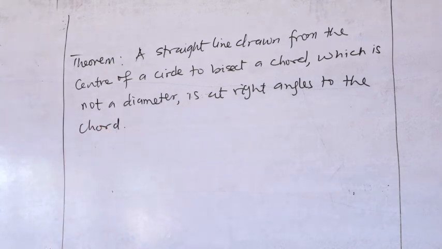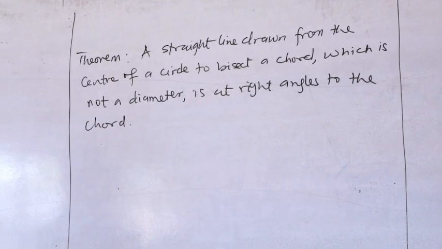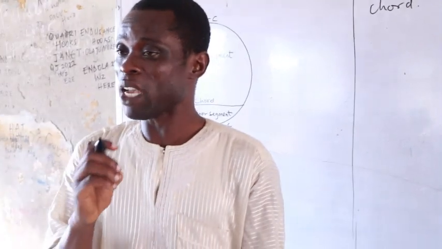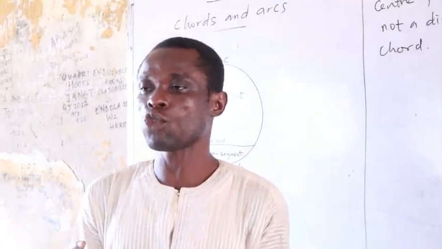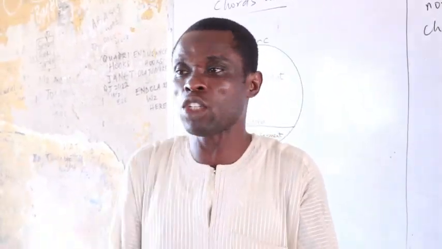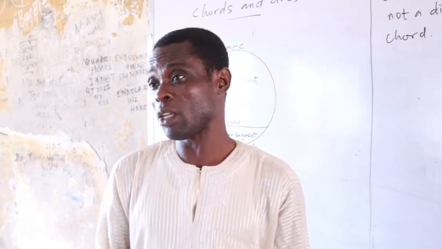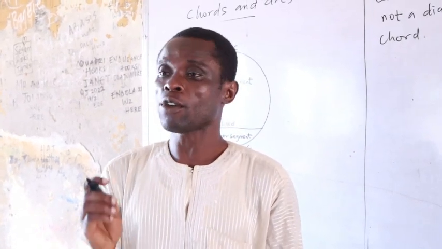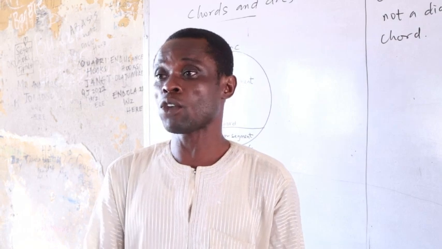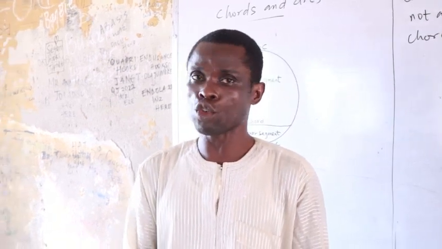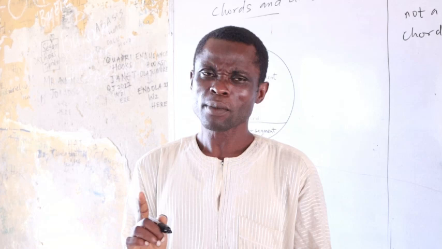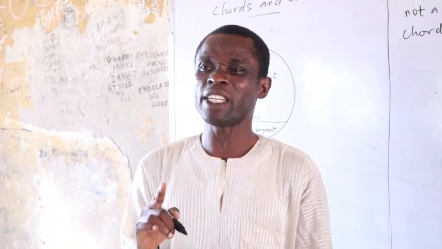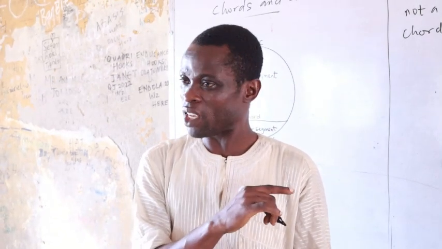Now the summary of this theorem is that a line that is drawn from the center of a circle bisects the chord, that is, it divides the chord into two equal parts, and it is perpendicular to the chord. That is what the theorem is talking about. A line that is drawn from the center of a circle bisects the chord, and it is perpendicular to that chord. But you must know that if that chord happens to be a diameter, you cannot use the theorem here.